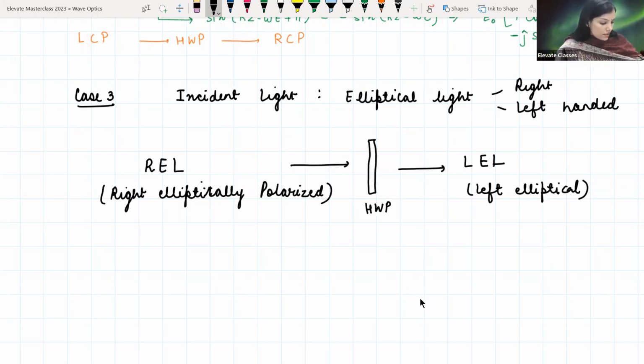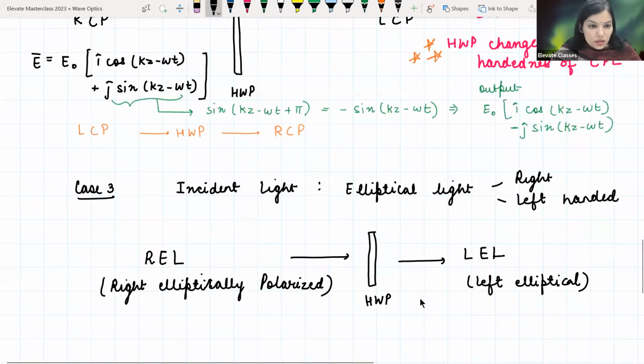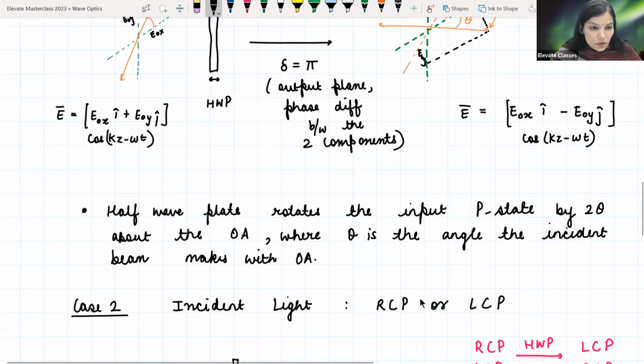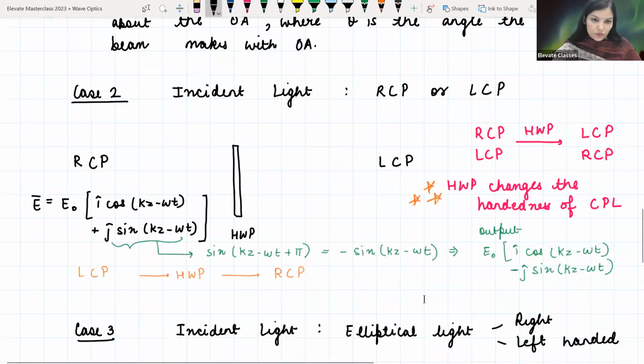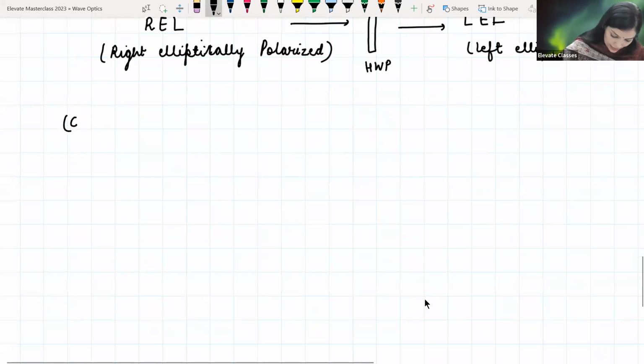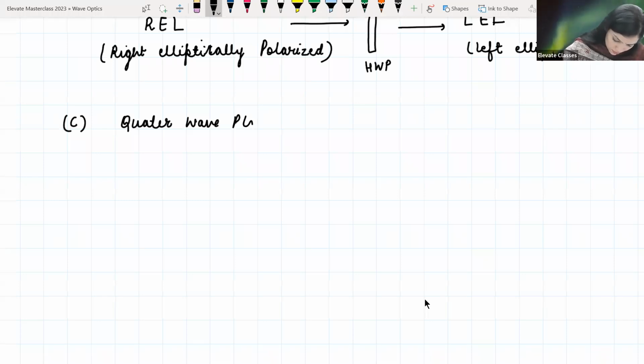So now next we have to discuss a quarter wave plate and what would happen when different types of lights are incident on a quarter wave plate. So quarter wave plate करता है फिर, okay, so see here that we are dealing with a quarter wave plate written as QWP.